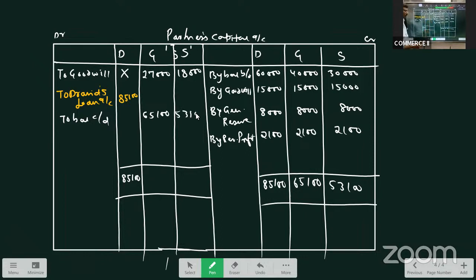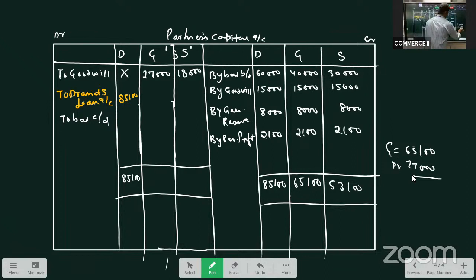We have a debit balance, no? So what is the total of Ganguly on the credit side? 65,100, and on the debit side we have debited him with 27,000. So we have to do balancing: 65,100 minus 27,000. How much? 38,100 would be his capital. 38,100 would be Ganguly's capital in the new firm.